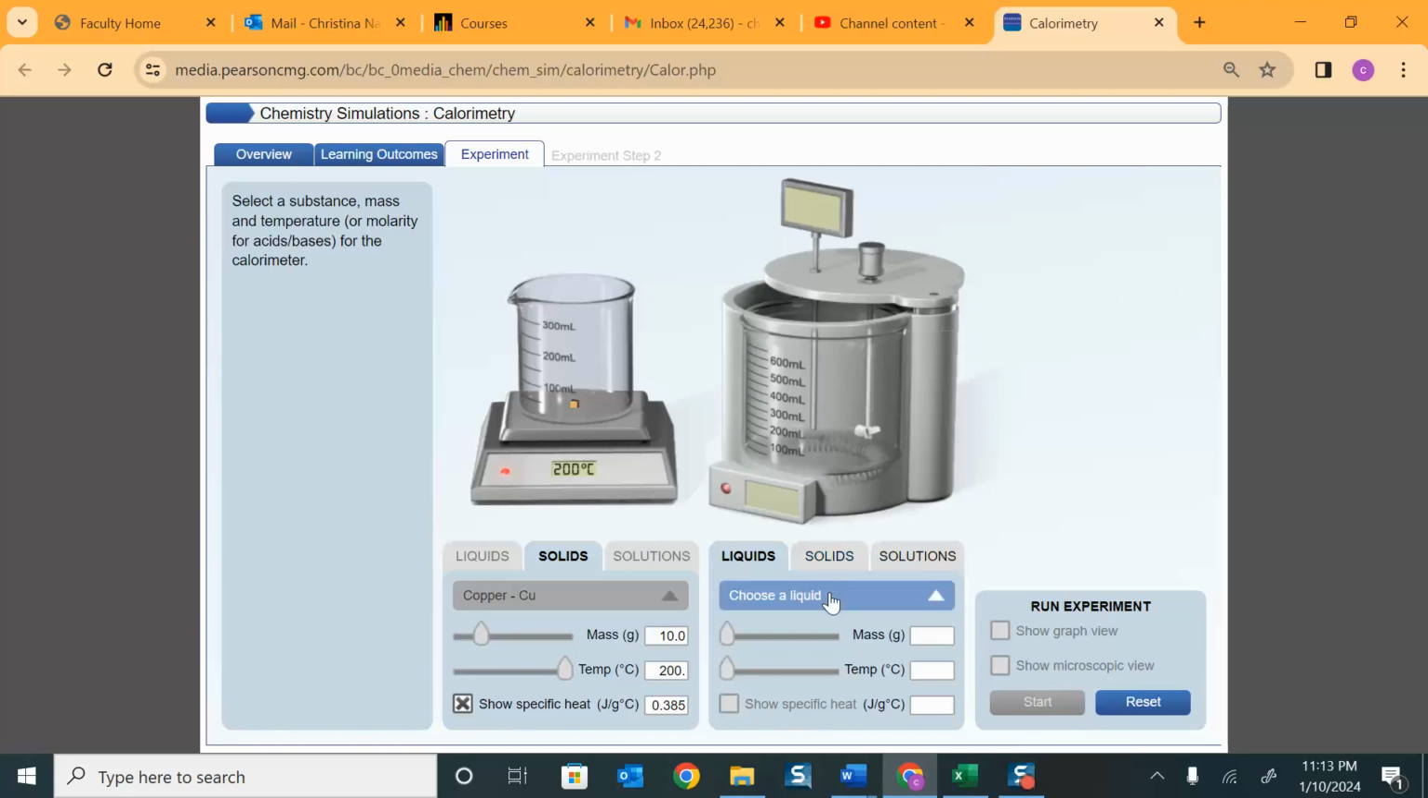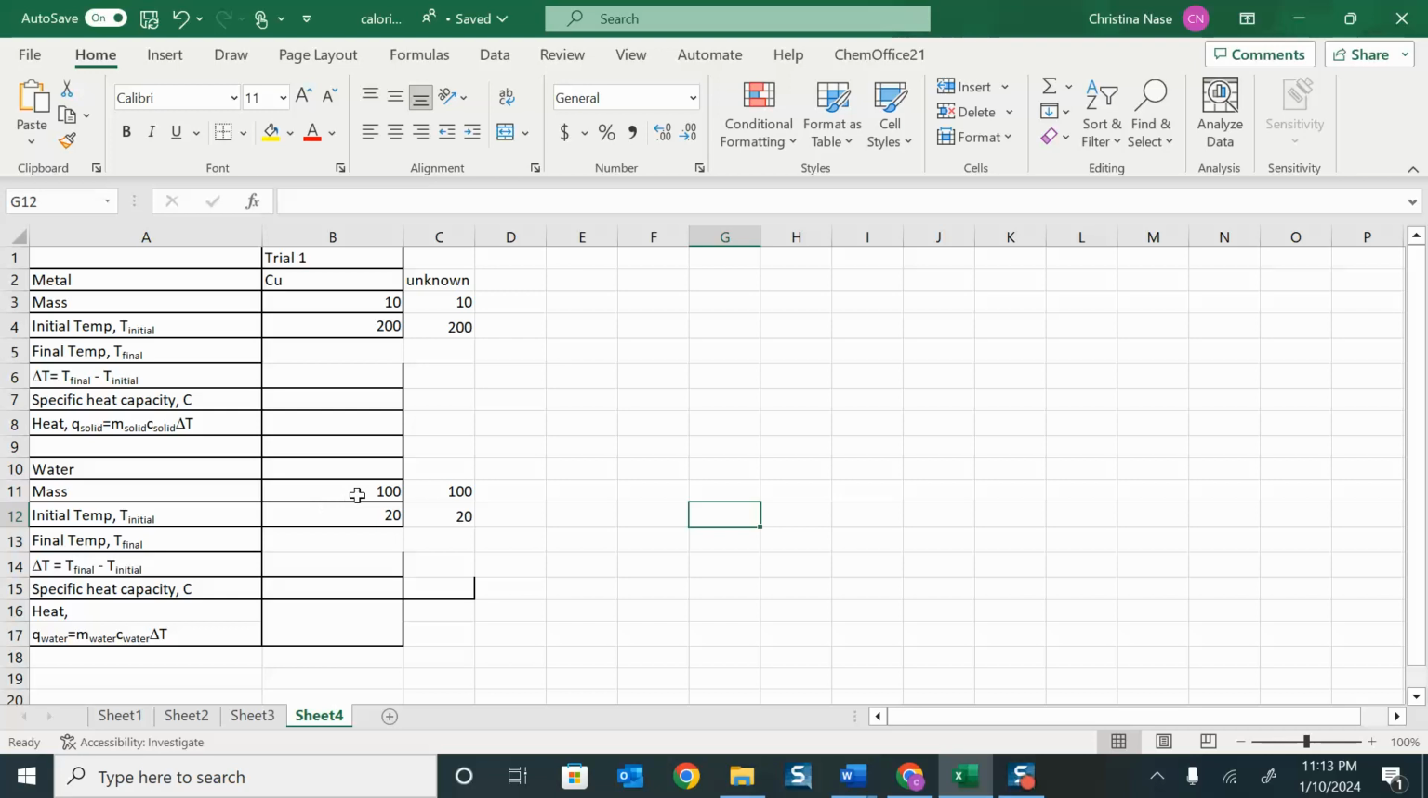And now we can choose a liquid. We're going to always do water. We'll do 100 grams of water and starting at 20. And record that over here. So 100 grams of water. So here's your water information, 100 grams of water, initial temperature 20.